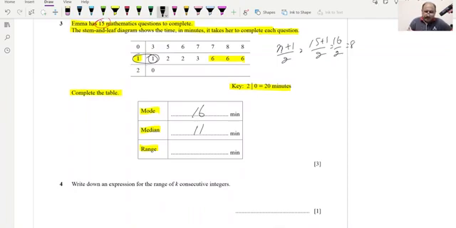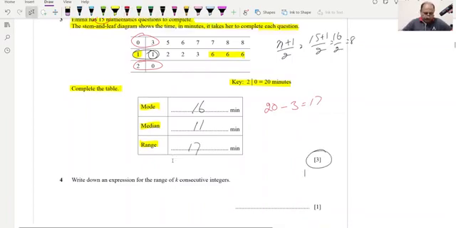The range is maximum minus minimum. The maximum value is 20, minus the minimum value which is 3, so this will be equal to 17. So the range of this will be 17. This is a 3-mark question which we have done.